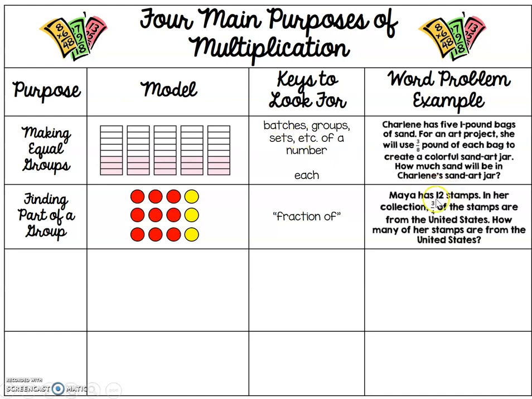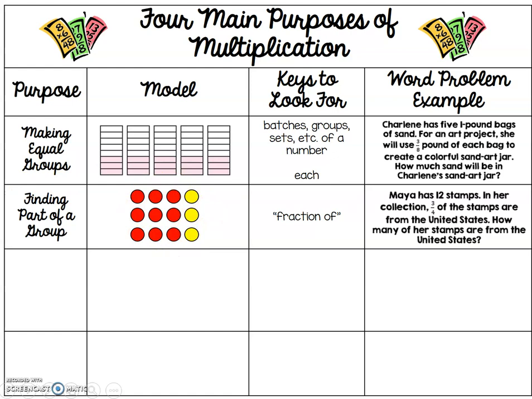So the group that I have is made up of the 12 stamps, and the part is the 3/4. And if you'll notice, right next to that 3/4 fraction is the word of. That fraction of combination can help me recognize I'm taking a small piece of a group of something, in this case, stamps. So I could model that with counters or draw a picture that shows 3 out of every 4 from this entire group of 12.